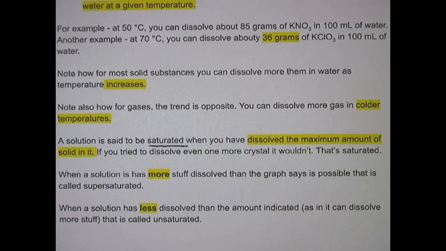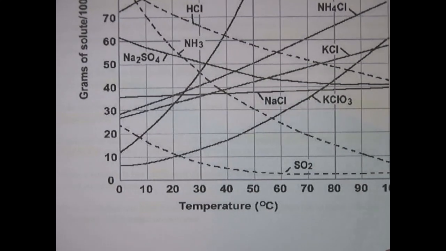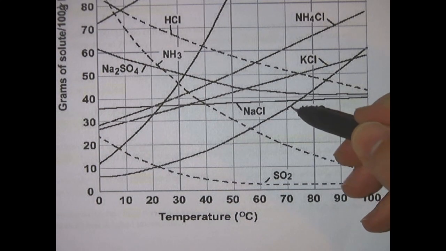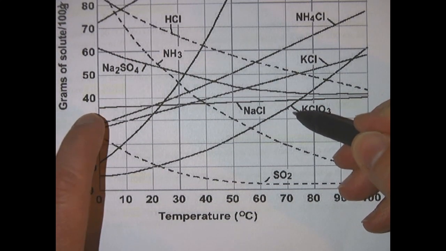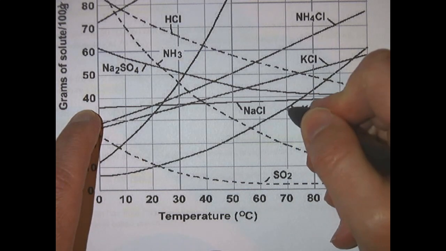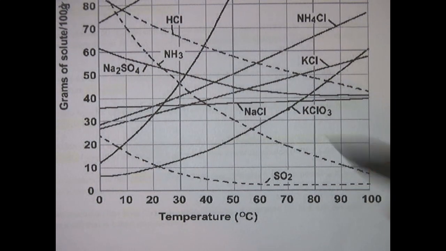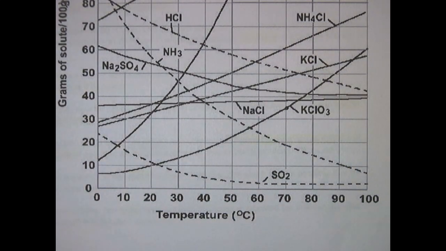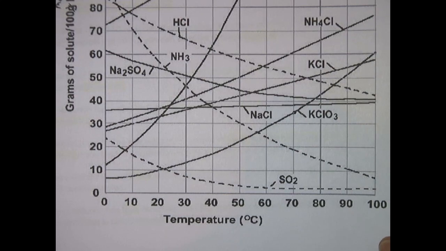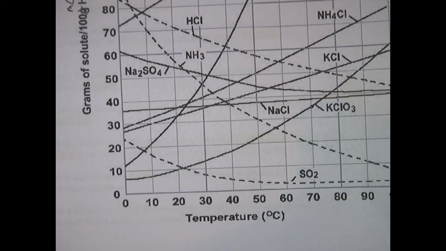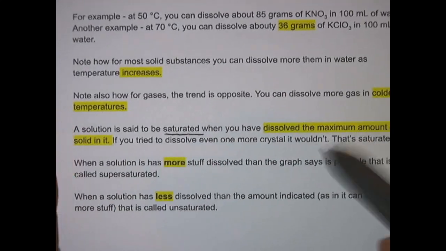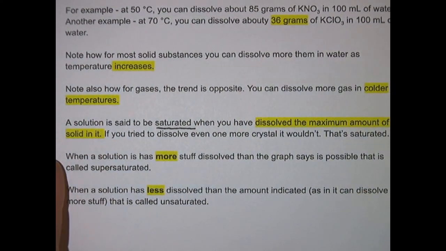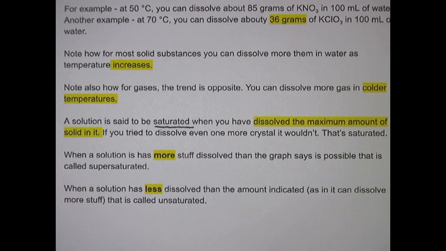So if we go back to that last example we did, which was 70 degrees and KClO3, and we said you could dissolve 36. So right there, that point is what we call saturated for that temperature. At 70 degrees Celsius, you can dissolve about 36 grams of KClO3 in 100 milliliters of water. That's saturated. That's the maximum amount of solid. If I tried to dissolve more stuff in there, it wouldn't. It would just float to the bottom. That's what we call saturated.